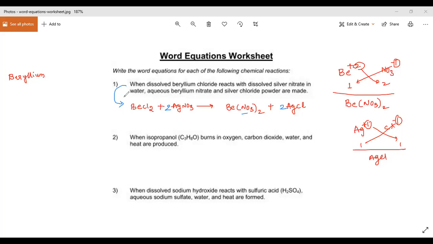No, sir. Good. So it will give beryllium nitrate and silver chloride. So the beryllium nitrate formula is Be(NO3) taken twice, and the silver chloride formula is AgCl.